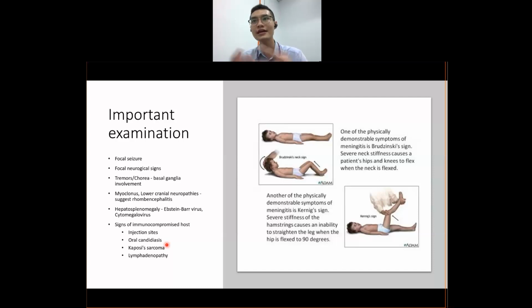In your textbook, you're probably familiar with the Brudzinski and Koenig signs. They are not very sensitive. You cannot say that because these signs are absent, the patient doesn't have meningitis or encephalitis. Brudzinski means that you flex the head, and you'll find that the hip and knee are also flexed. Koenig sign means that you flex the hip and try to extend the knee, and the patient will refuse due to pain. These are the two classical, traditional signs that we learned during medical school.